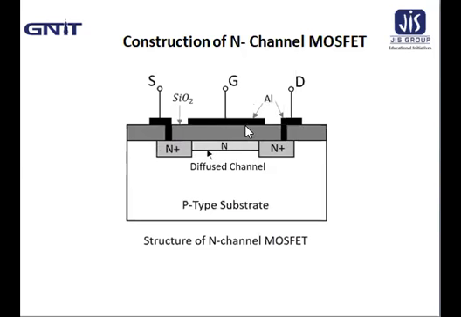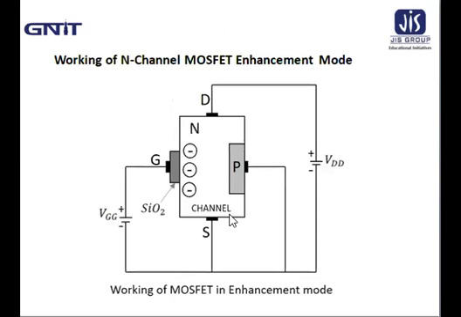And the device can be operated in two modes, depletion mode or enhancement mode. Now we will discuss the enhancement mode, but there may be a depletion mode. If the NMOS has to work in depletion mode, then the gate terminal should be at negative potential when the drain is at positive potential. In that condition, the NMOS will act in depletion mode. But here we will discuss the enhancement mode of MOSFET.